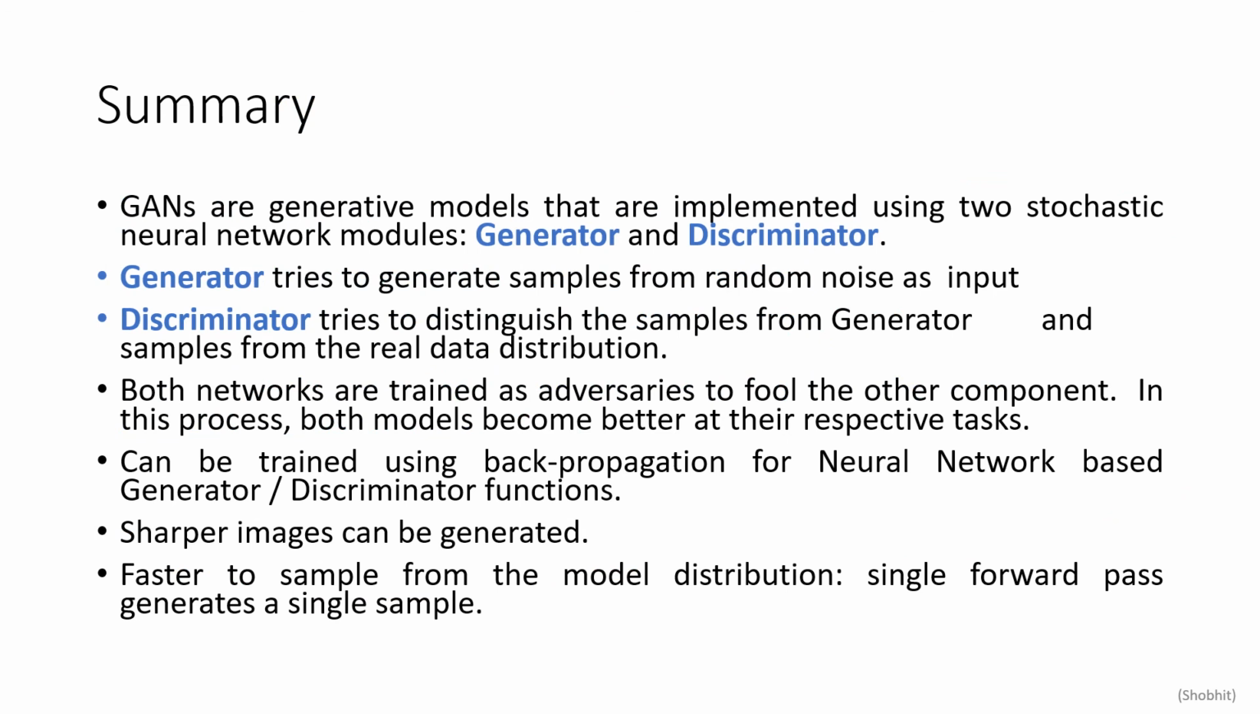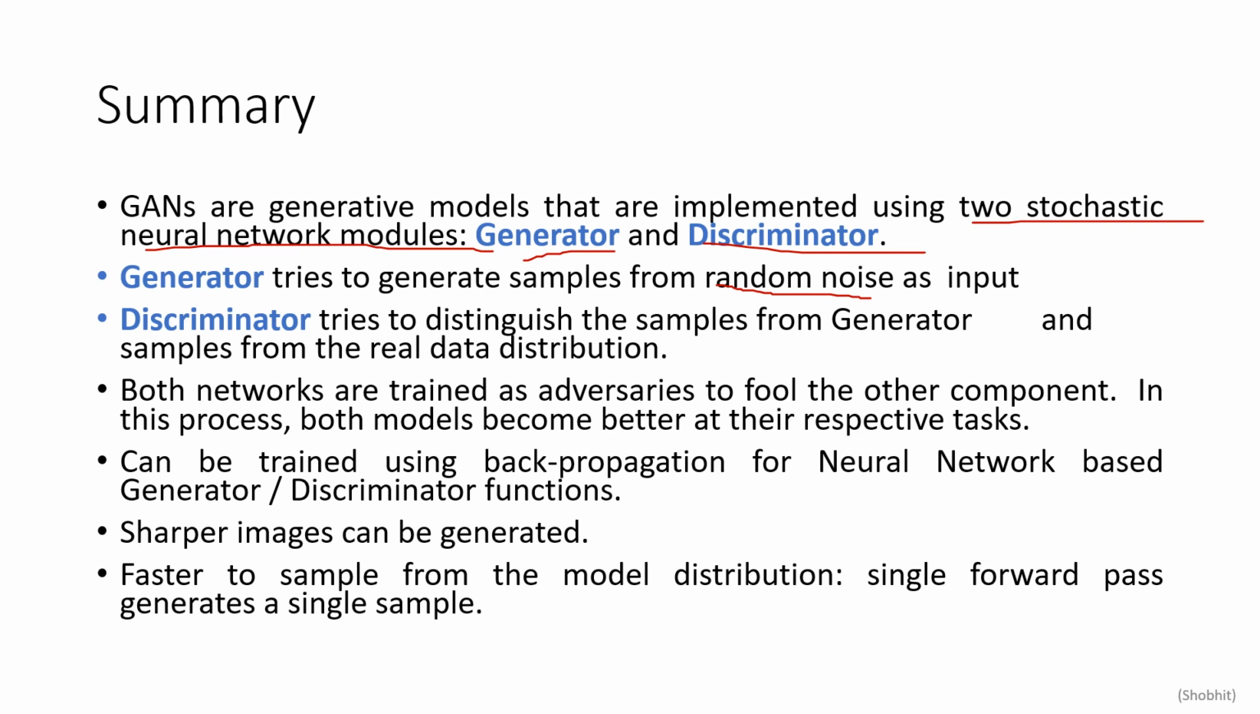Let's see the summary of this presentation. GANs are generative models that are implemented using two stochastic neural network models. First is the generator, second is the discriminator. The generator tries to generate samples from random noise. We already saw that this random noise has to follow some distribution like Gaussian as input, and the discriminator tries to distinguish the samples from the generator and the samples from the real data distribution. Both networks are trained as adversaries to fool the other component. In this process, both models become better at their respective tasks and can be trained using backpropagation.